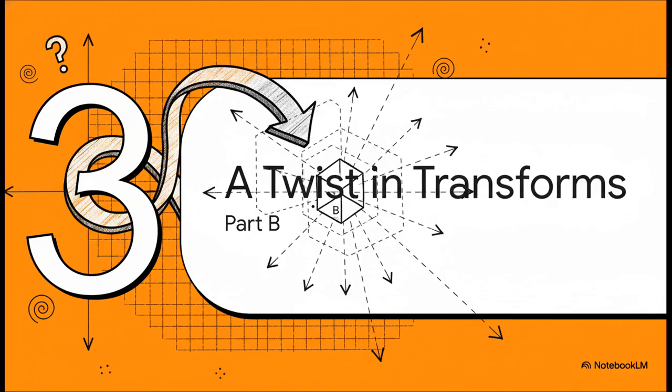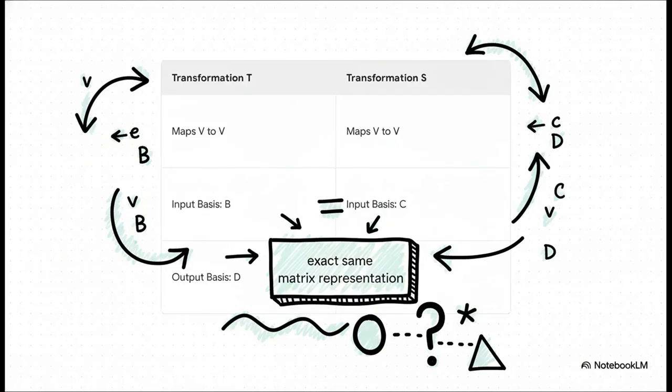It's all about what a matrix is really telling you. So here's the scenario. We have two transformations, T and S. And hey, look at that. Their matrix representations are identical. You might think, great, they're the same thing. But not so fast. You gotta read the fine print.